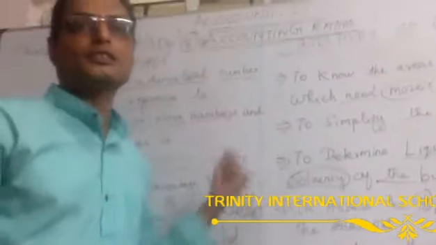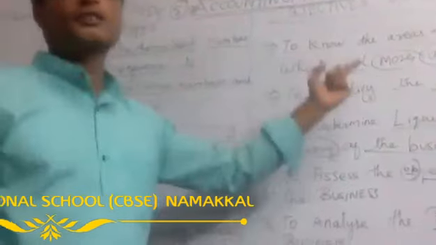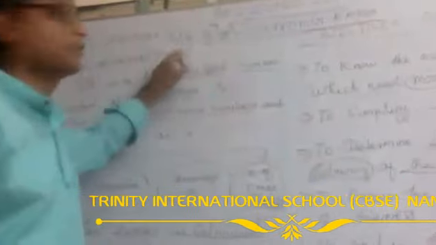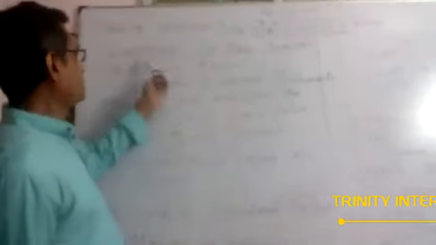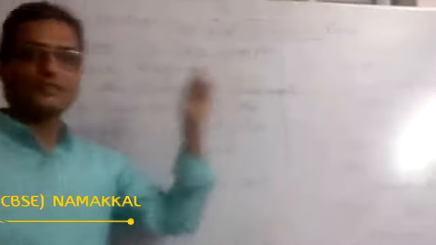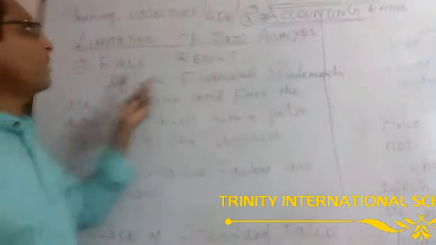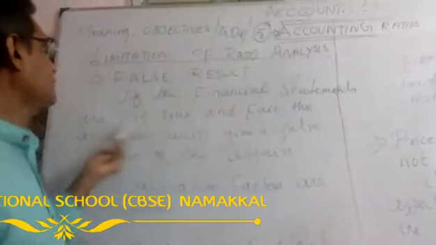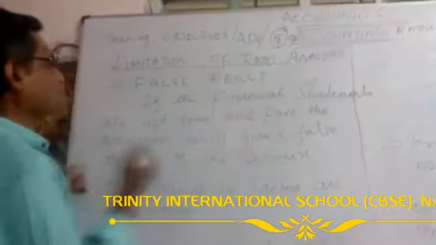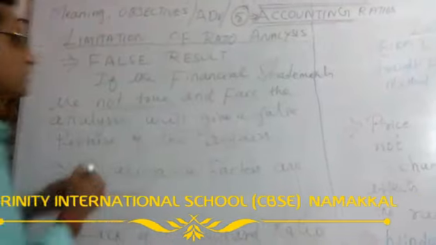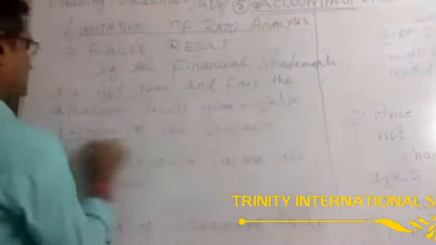Now, after the meaning and objectives, we are going to discuss advantages. And then the limitations of ratio analysis, because wherever there are advantages, there are limitations also. The first important limitation is false result. What is the reason? Because it is based upon the financial statement, and sometimes that is not true and fair, so naturally the output of the analysis will be different. It will give you a false picture of the affairs.